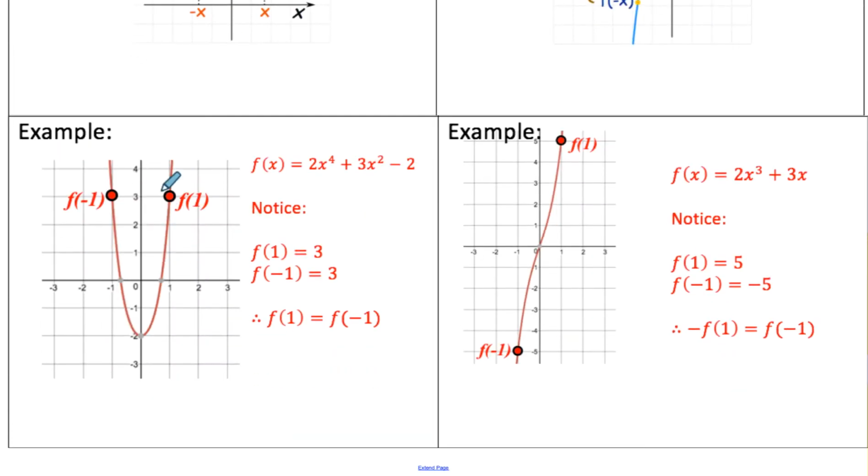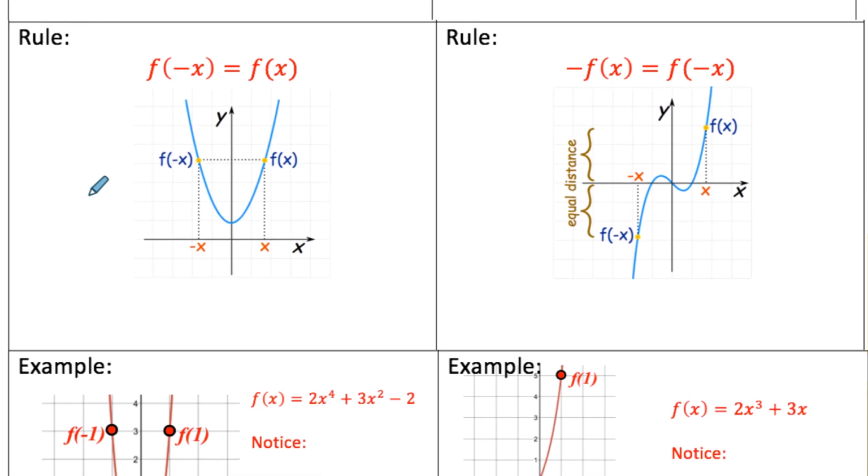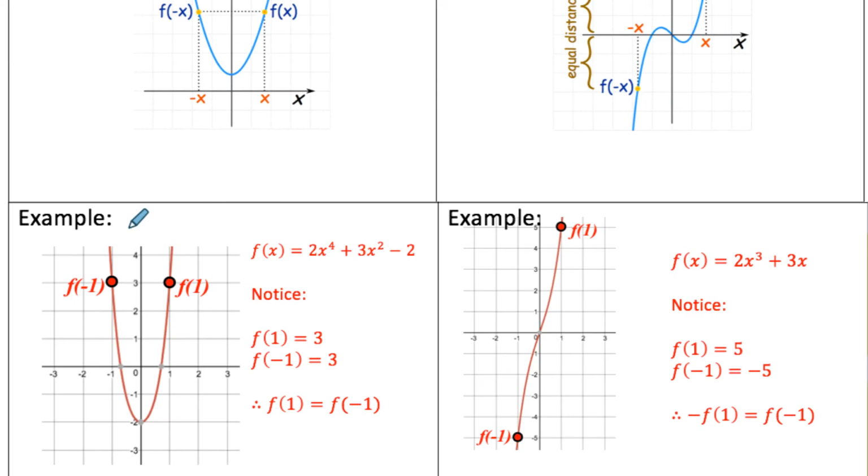And here's an example of that for you with this function. This function is 2x to the 4 plus 3x squared minus 2. That's pretty similar to the one I showed you in Desmos. And it's just showing you that f at 1 and f at negative 1 are equal to each other. And that's true for any value of x if we have an even function.